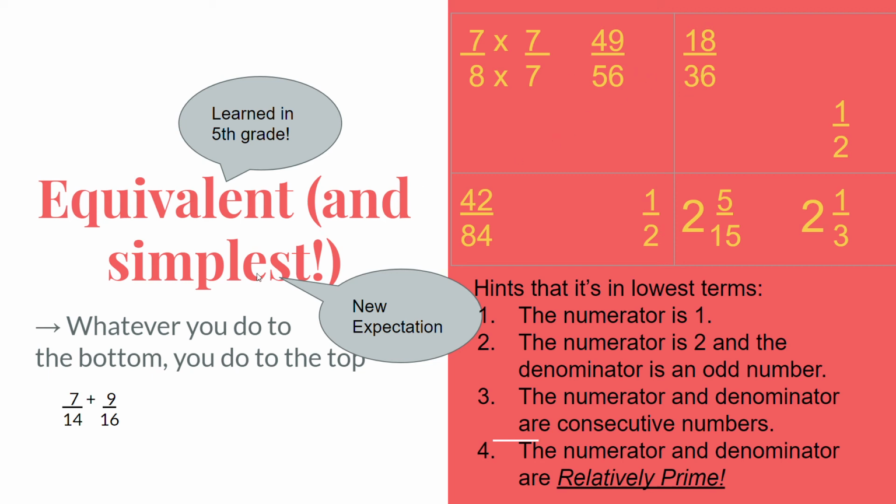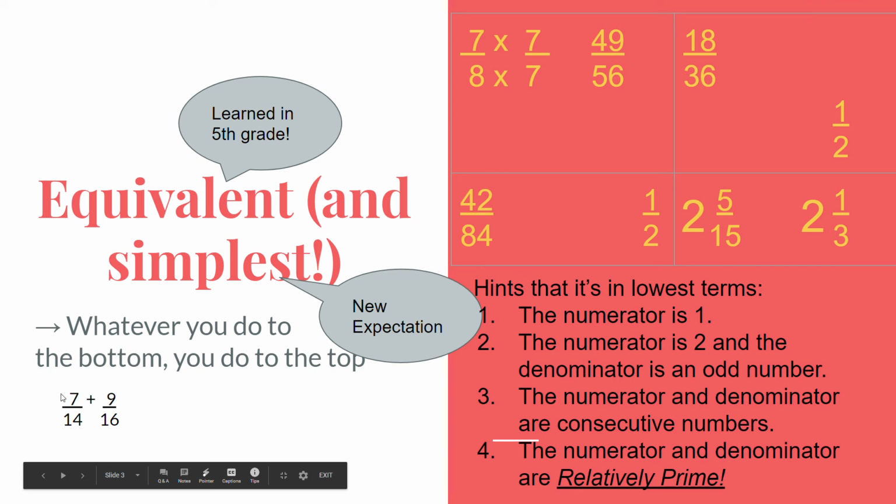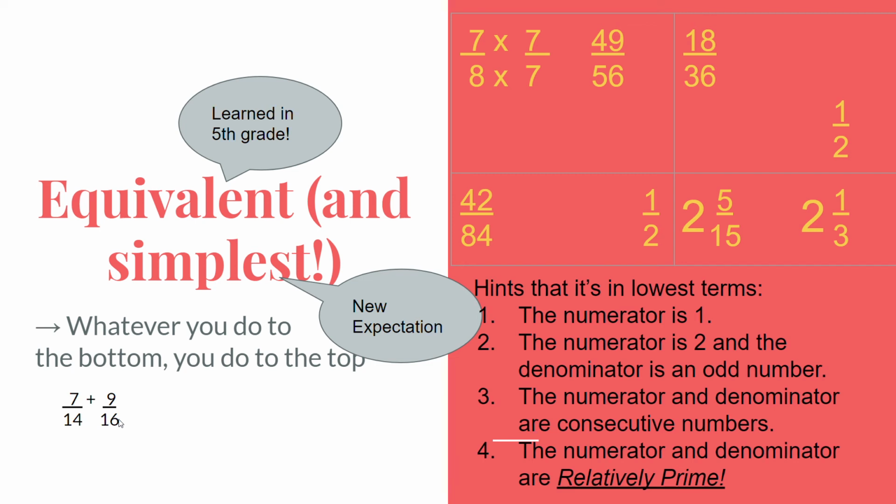Equivalent fractions and simplest form, when they get really good at it, will help them do problems like this really fast. If they're not good at equivalent fractions in simplest form, this will take a long time because they have to find a common denominator between 14 and 16, which would be a really big number.